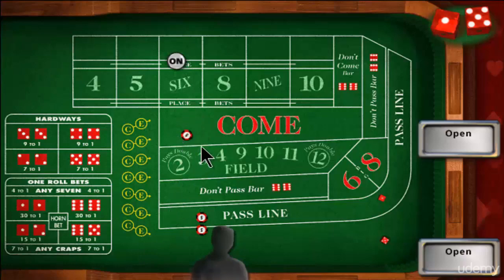Now, the rules that we've learned up to now apply exactly to this bet. A 2, 3, or a 12 will lose it. A 7 or 11 will win it. And any other number will link this bet to that number. The difference is the dealers will take this bet and place it up in these boxes in the position that corresponds to where you are standing at the craps table.